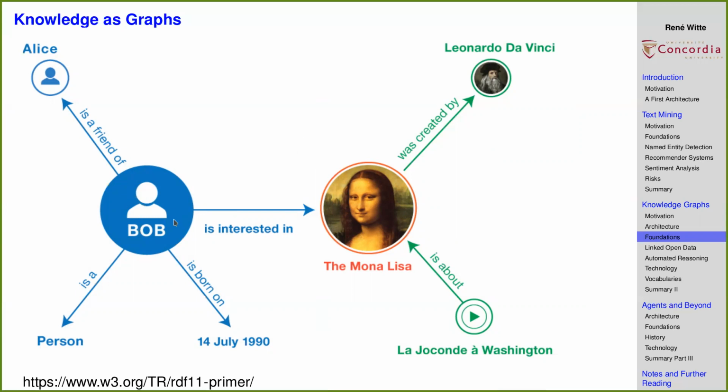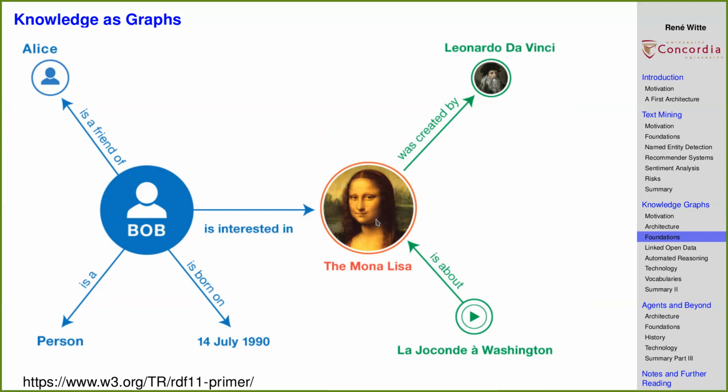For example, here is a person, Bob, and we represent Bob as a node in this graph. And then we can connect other nodes using edges in this graph. For example, here is another node, which is about the painting, the Mona Lisa. So now we can represent the knowledge that the person Bob is interested in the Mona Lisa by creating a directed edge of type is interested in.